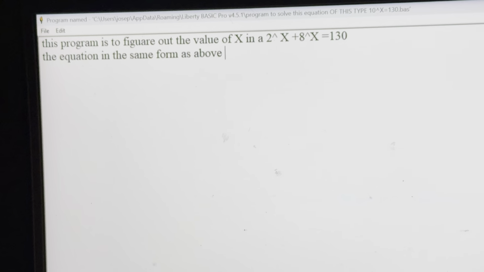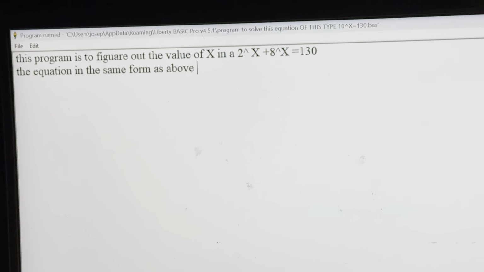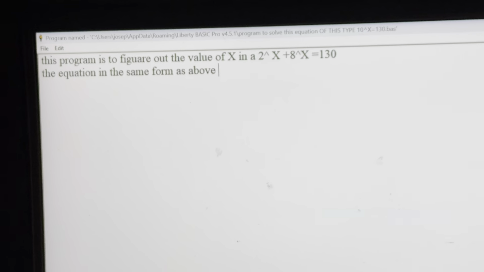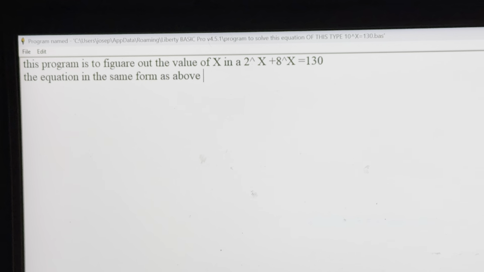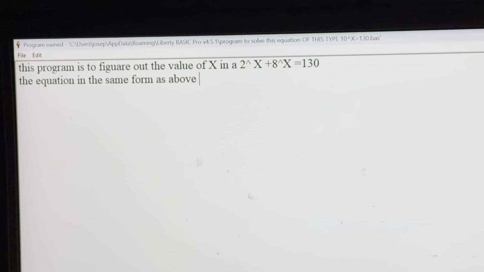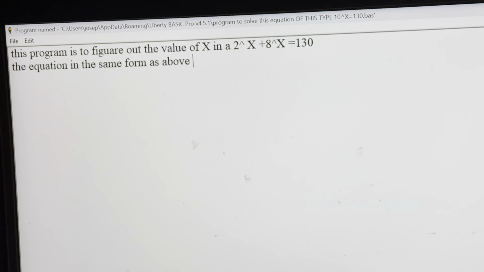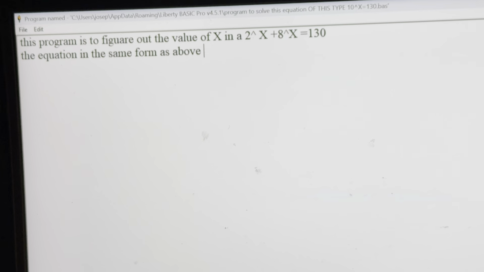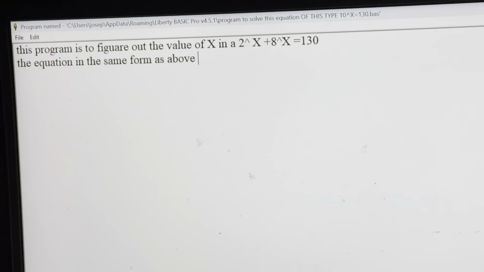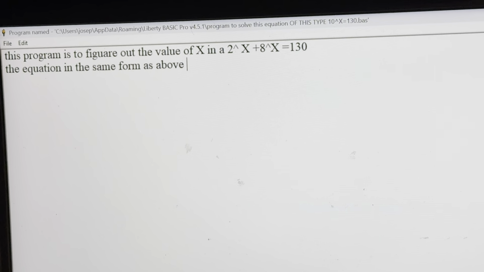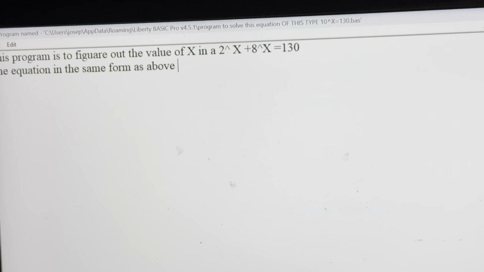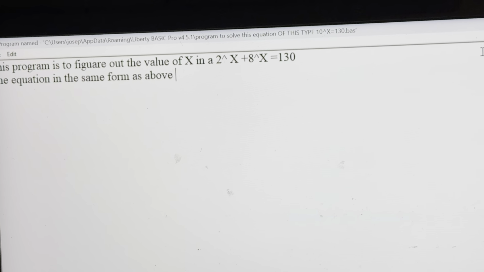Today I will be doing a series of exponential equations using a computer program I wrote. I would like to say something. I attempted to use logarithms to solve these types of exponential equations, and what I got when I put it in the calculator was not the right answer.